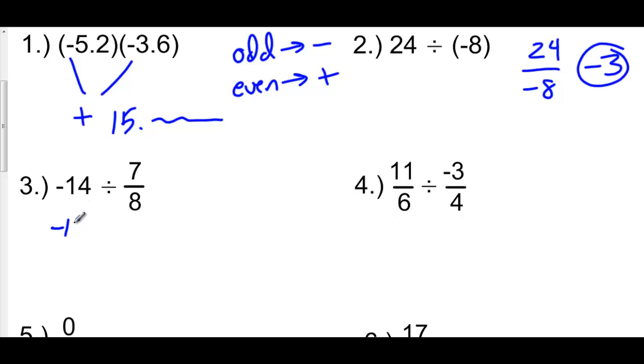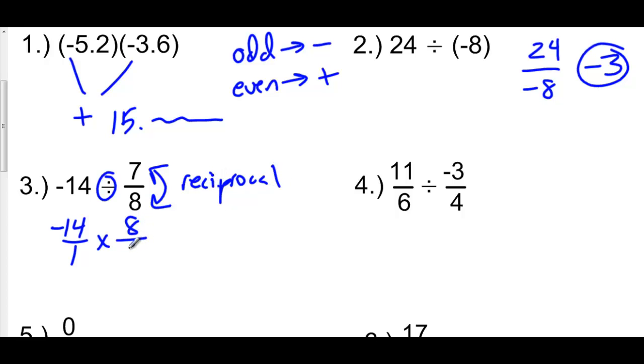Now here we have -14, and we're going to multiply it. We want to get rid of that division and flip it. So we call this the reciprocal. It's called a reciprocal when you flip the fraction. So the 8's going to go on top and the 7 on the bottom. And the key is we only do it to the back one, not the front one.